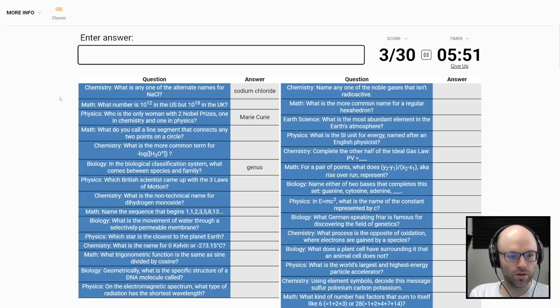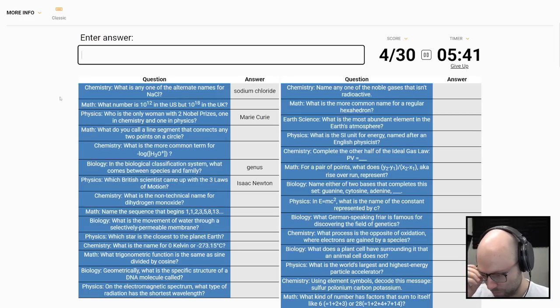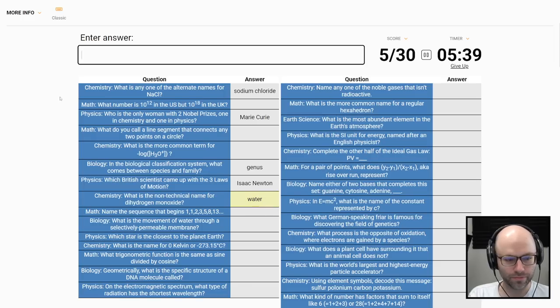Genus. Which British scientist came up with the three laws of motion? Newton. What is the non-technical name for dihydrogen monoxide? That would be water. Name. This is the Fibonacci sequence. Come on. What is the movement of water through a selectively permeable membrane? That's osmosis. What star is closest to Earth? That would be the sun.